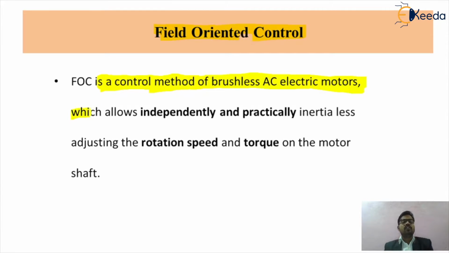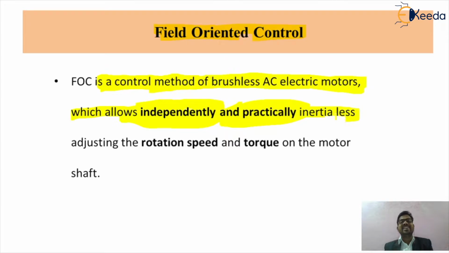Okay, so which allows them to work independently and practically. Basically this word is very important, independent and practically, because as we know, friends, in the field oriented control scheme, these quantities are not dependent on each other, so they are working independently and practically.